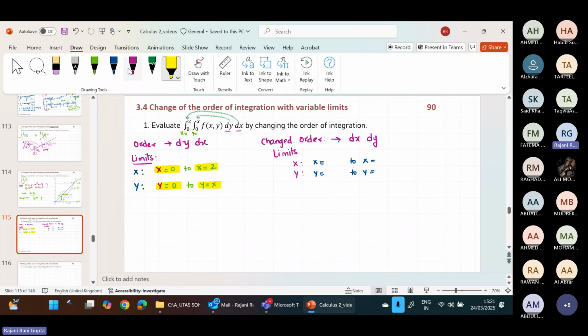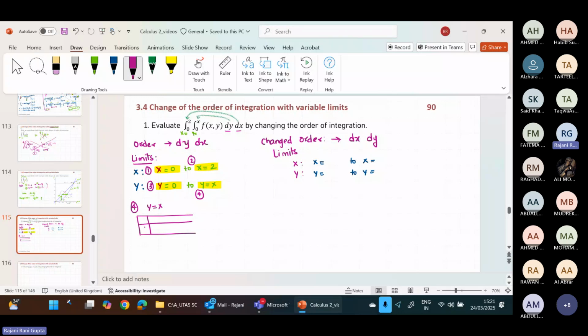It is a must to draw this. So what will you be drawing? You will be drawing the curves x equal to 0, x equal to 2, y equal to 0, and y equal to x. So 1, 2, and 3 are direct. For 4, you need a table. For 4, which is y equal to x, let me prepare a table to get the values of x and y.